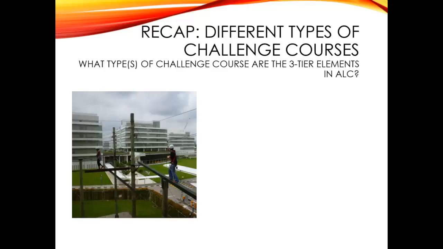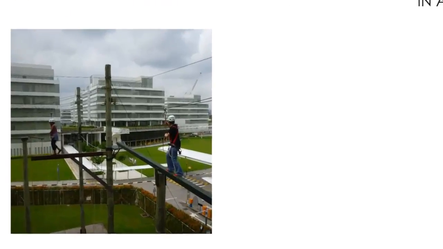Let's do a quick recap about what we've learned last week. Let's take a look at this particular element. This is the 3-tier element in the Adventure Learning Center. Last week we've covered a few categorization of challenge course. One of them is high versus low. So is this a high element or low element? It is a high element.